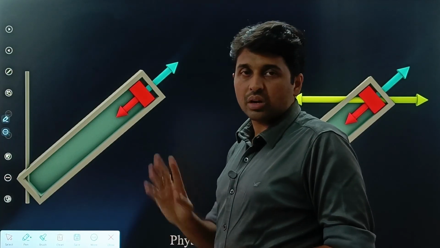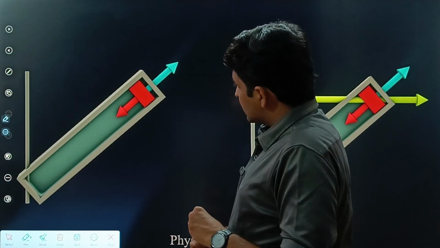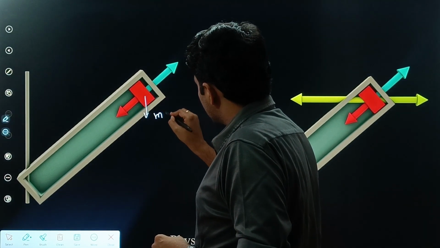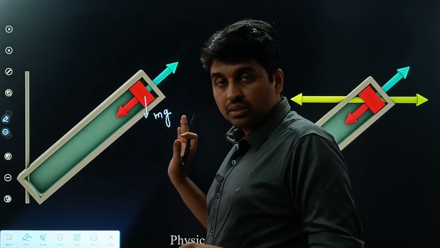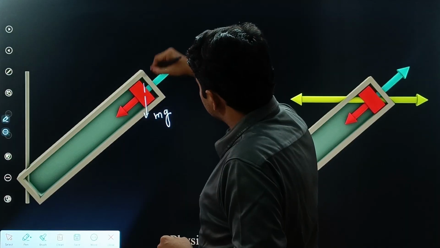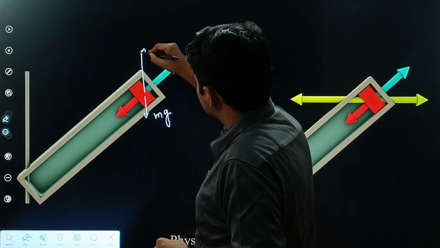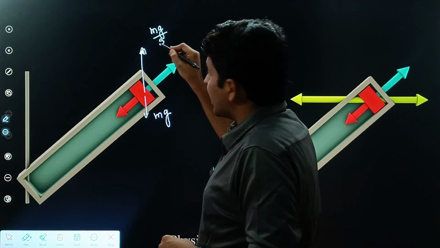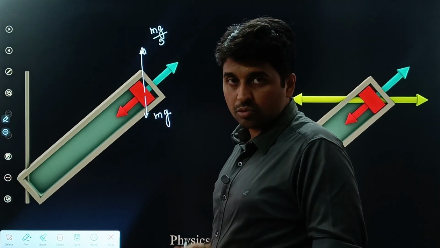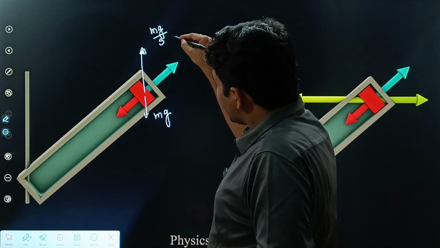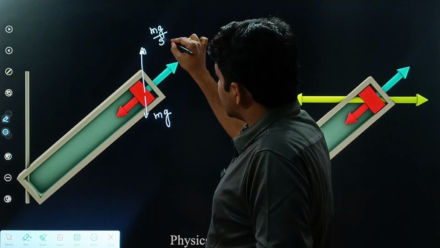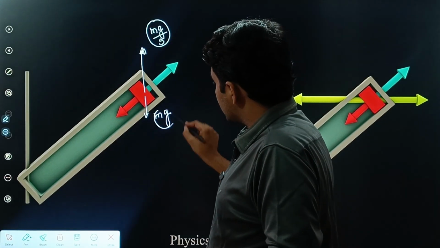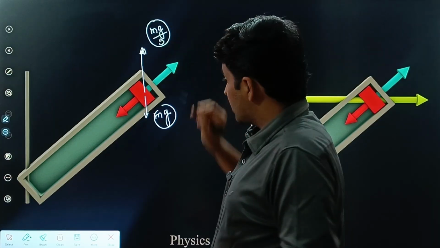I'll just mention what the forces are. See, the first force is mg, that is gravitation. The second force is mg by s, which is the buoyant force. Now, air has very low specific gravity, so this quantity is very high, and this quantity is lower compared to this.